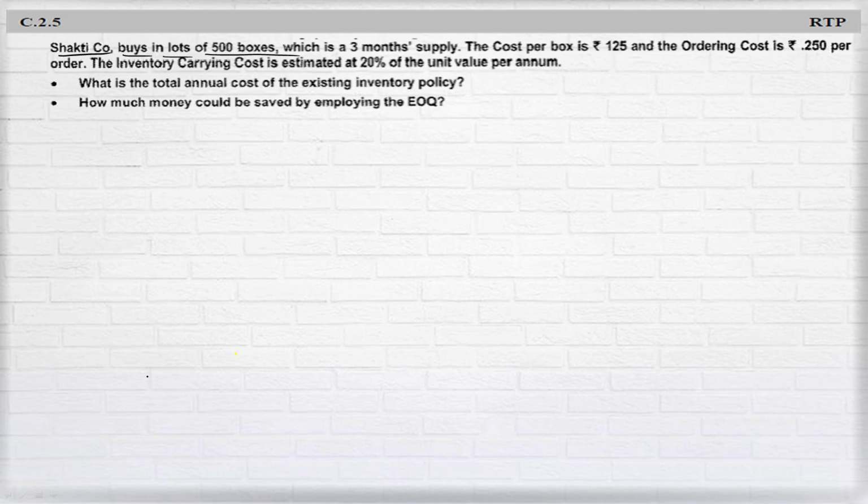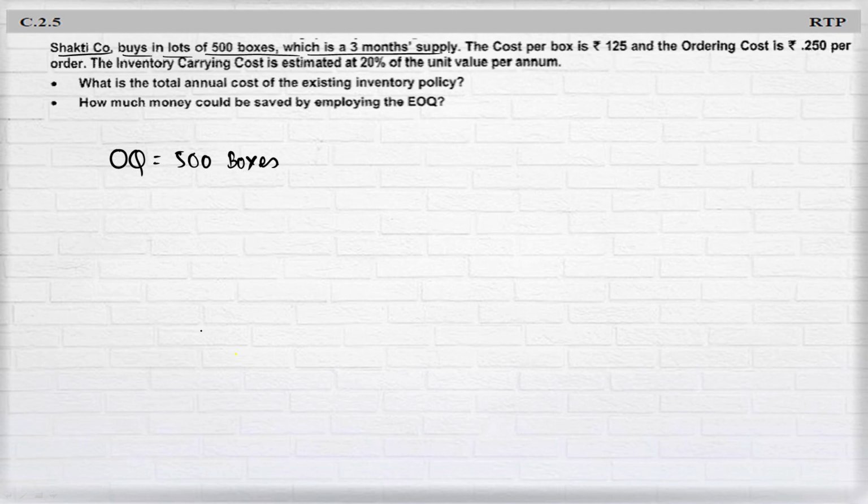See, you go to any shop, a dress shop. Ask him or her, what is your ordering quantity? They will say, we purchase 500 dresses at a time. Ask them whether they found it by Wilson's formula, they would not know who is Wilson. So it is their ordering quantity, not necessarily their economic ordering quantity. So OQ is 500 boxes, which is 3 months supply.